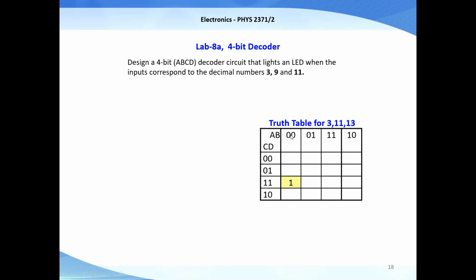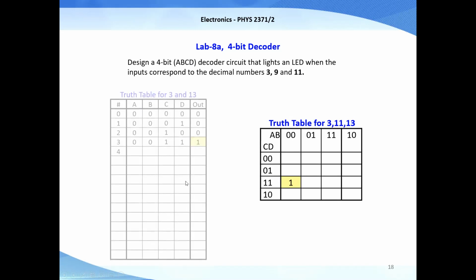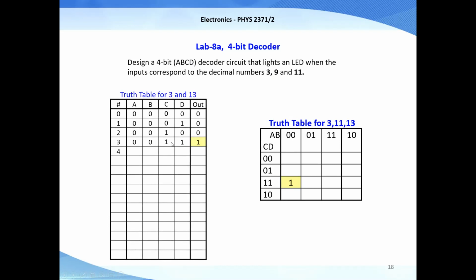So here you have 0, 0, 1, 1. 0, 0, 1, 1 is 3. So that's a minterm there. And then you can fill in all the rest. You can fill in what 9 and 11 are, and so you're going to get basically three minterms, and you can write an equation for that and simplify that.